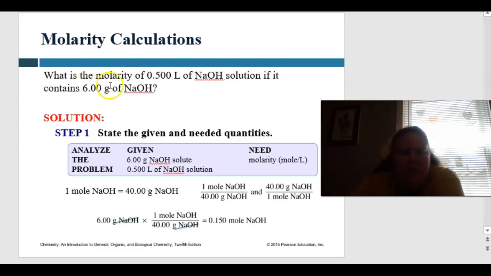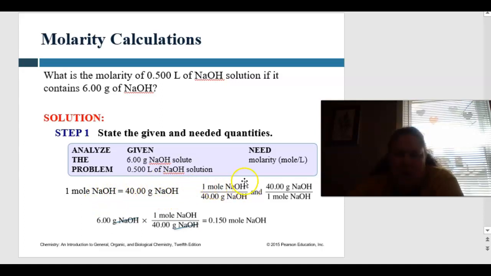Well, let's figure out what is the molarity of 0.5 liters of sodium hydroxide if it contains 6 grams of sodium hydroxide. Okay, so step 1, we're going to state the given and the needed. We are given 6 grams of sodium hydroxide solute and 0.5 liters of sodium hydroxide solution. We need the molarity.